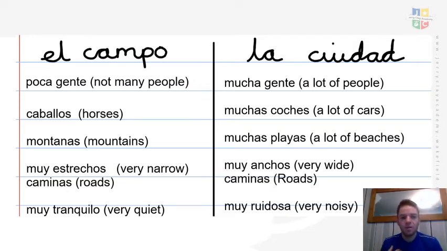And the final one, muy tranquilo. Muy tranquilo, which is very quiet. Tranquilo on its own just means quiet, but muy means very. Muy tranquilo is very quiet.